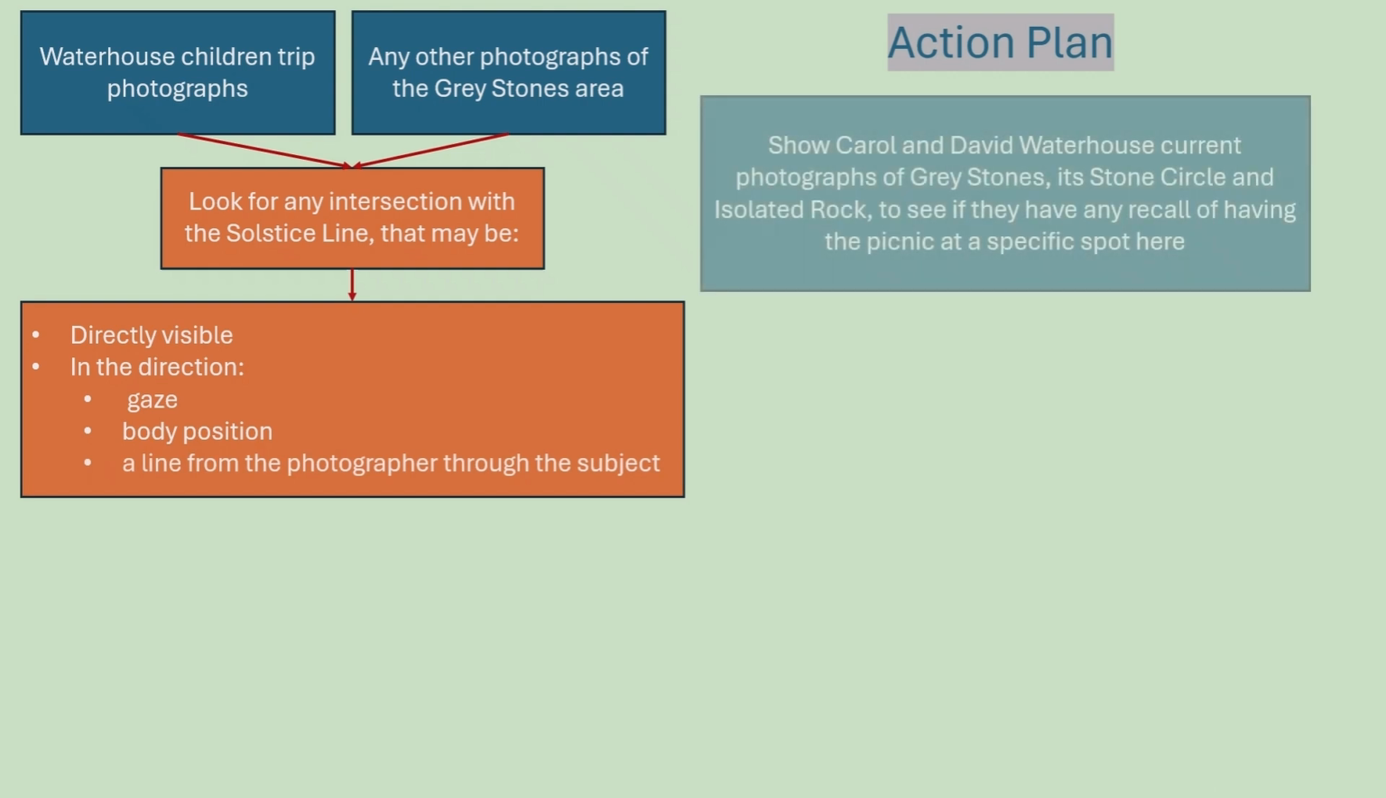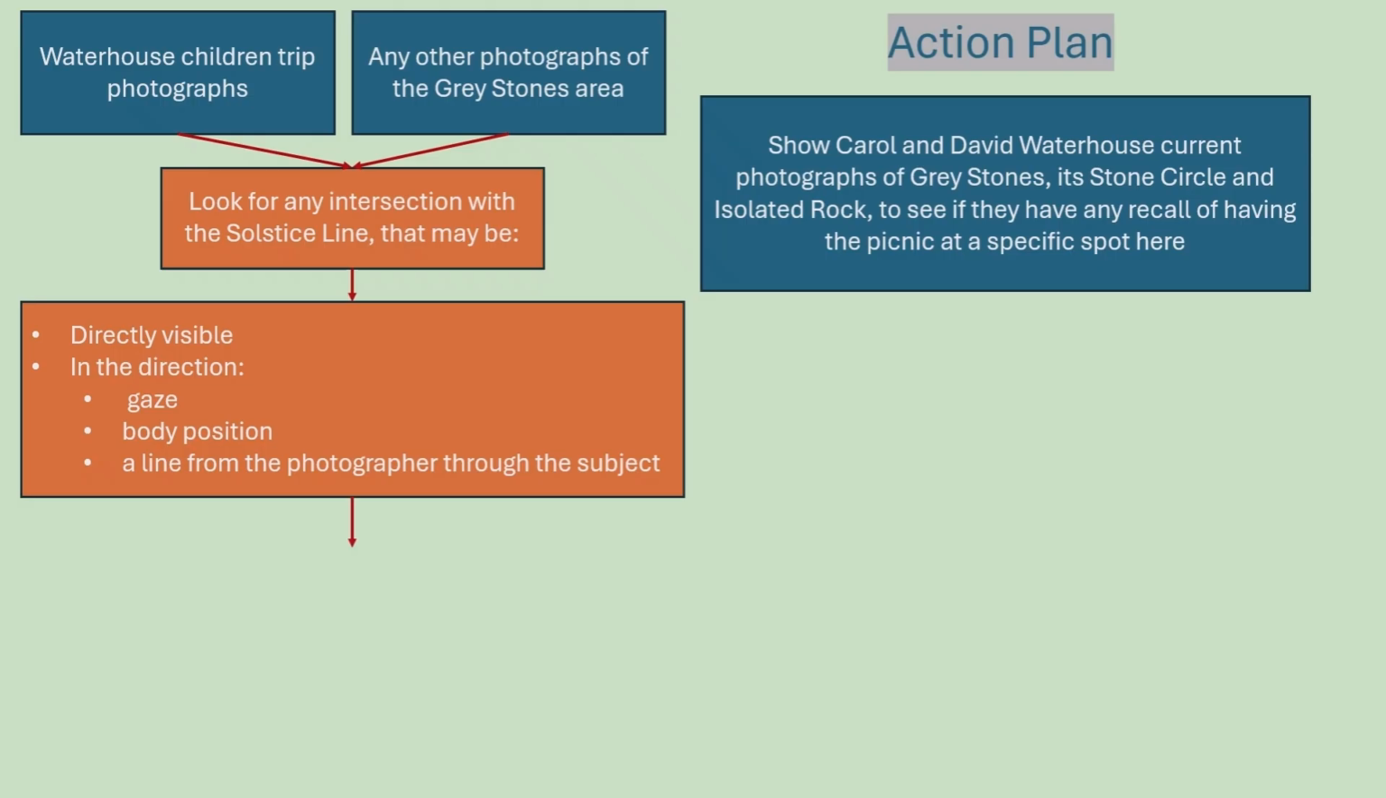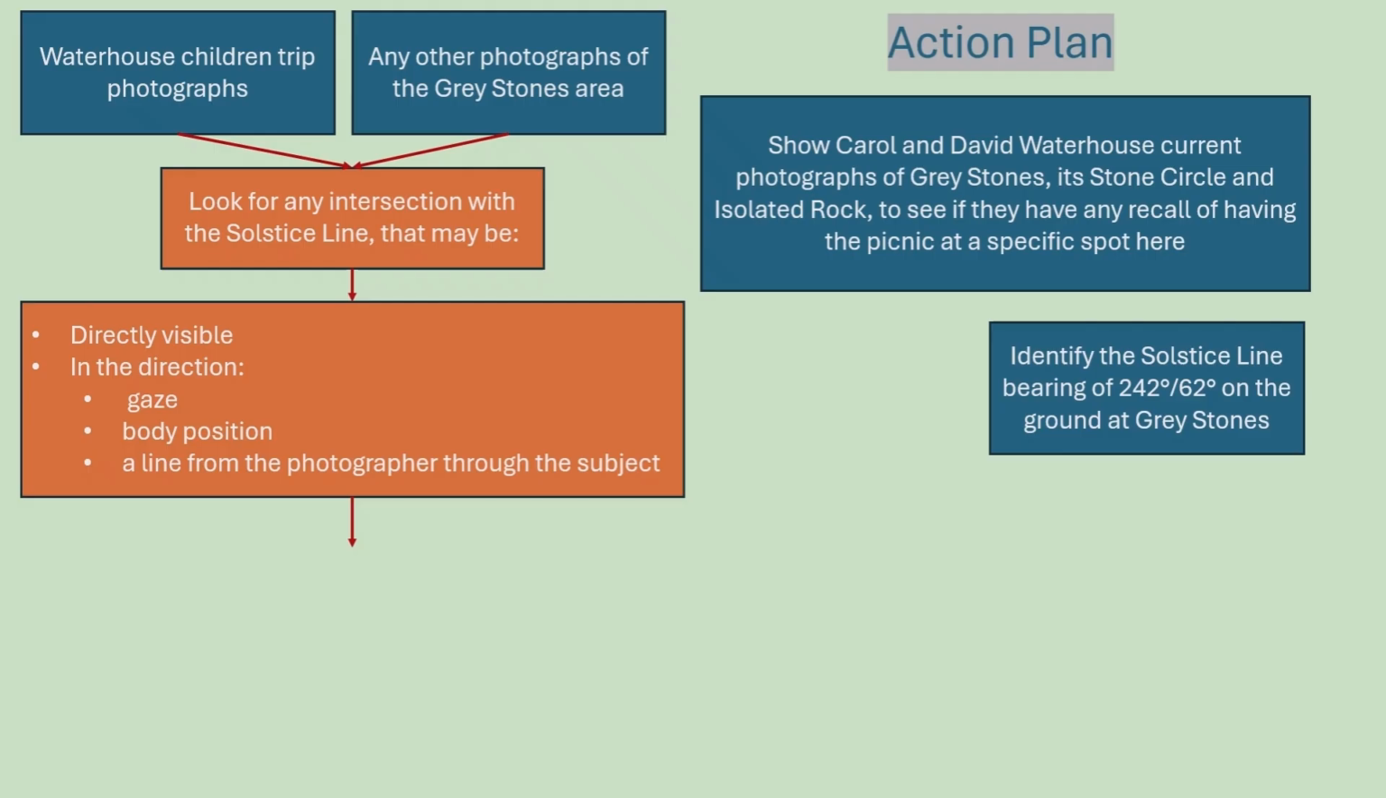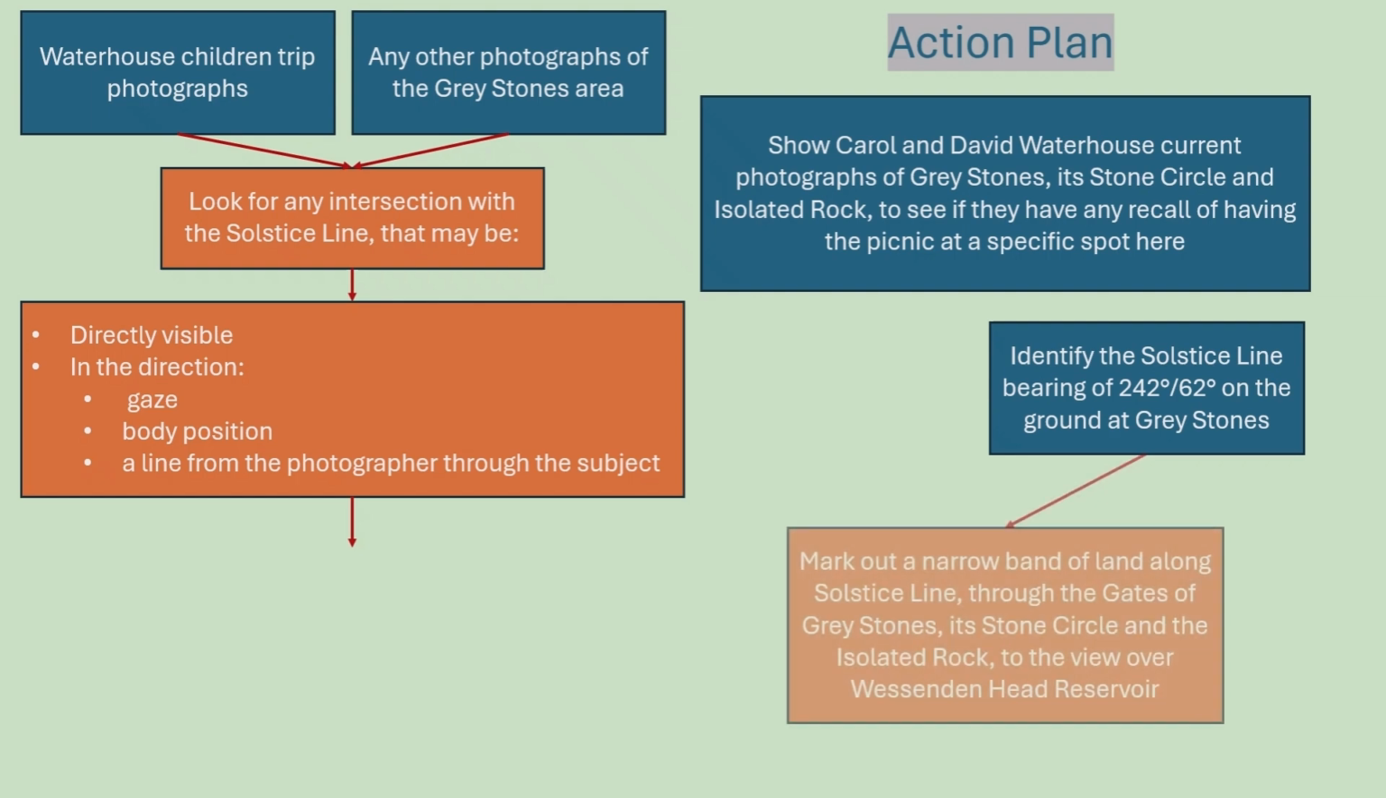If possible, also show Carol and David Waterhouse current photographs of gravestones and the surrounding rocks and area to see if they have any recall of having the picnic at a specific spot there. If it's not possible to do these steps, the next action is to just identify the solstice line bearing of 242 and 62 degrees on the ground at gravestones. Then mark out a narrow band of land along the solstice line, through the gates of gravestones, its stone circle and the isolated rock to the view over Wessendon Head Reservoir.